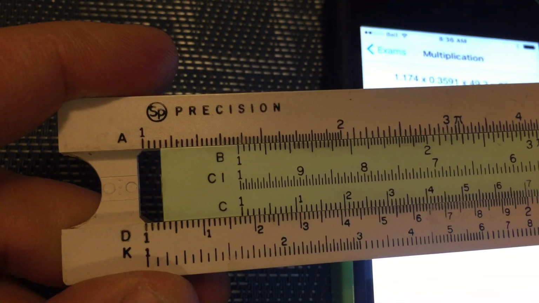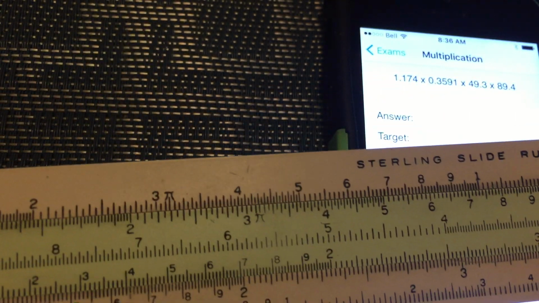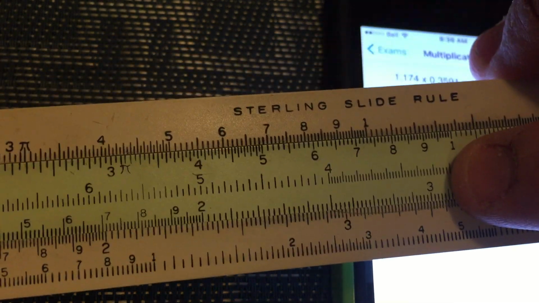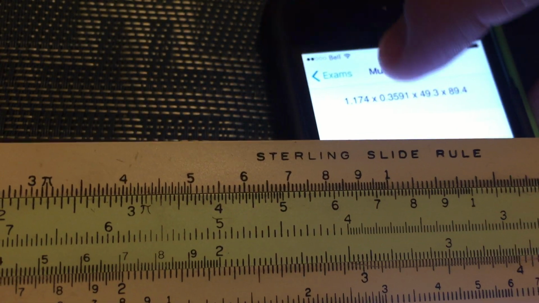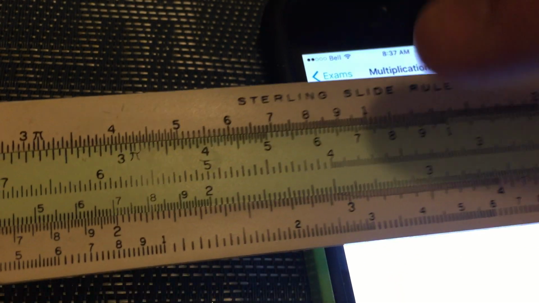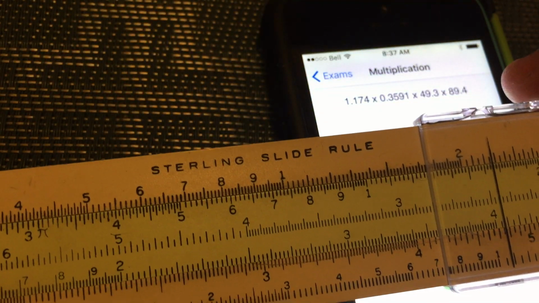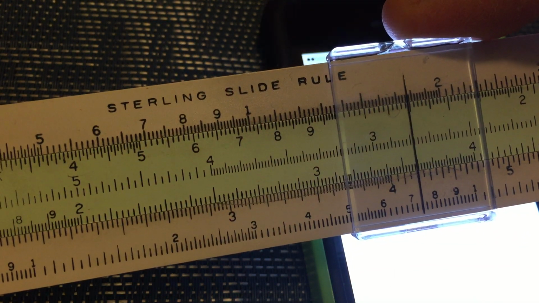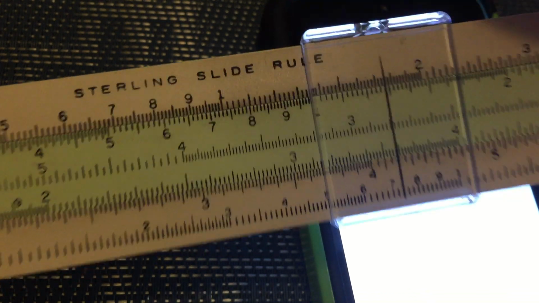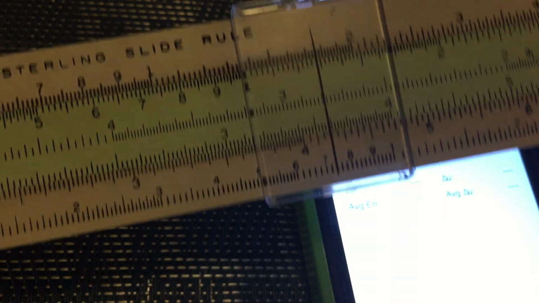1.17. So we slide this to here. That's 1.17 roughly times 0.35. So remember, we go up to here until we find 3. Remember, this is 3.5, right? 0.35 is the same as 3.5. So we go to 3, 5, 9. So 359 is going to be almost there, okay? Somewhere around here. And now the answer is 4.2 or something similar to that.